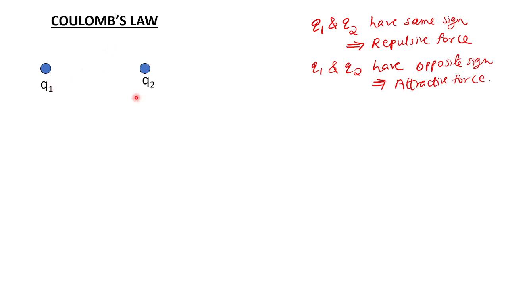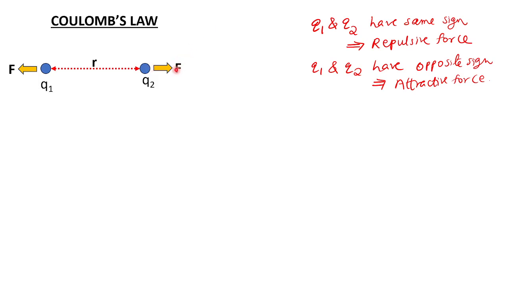Now, suppose we have Q1 and Q2, and let the sign be the same. They are separated by a very small distance r. If they are like charges, I mean same sign, it will be repulsive. Q1 is repelled by Q2 with a force F, and Q2 is repelled by Q1 by the same force F. The force on Q1 will be the same as the force on Q2.